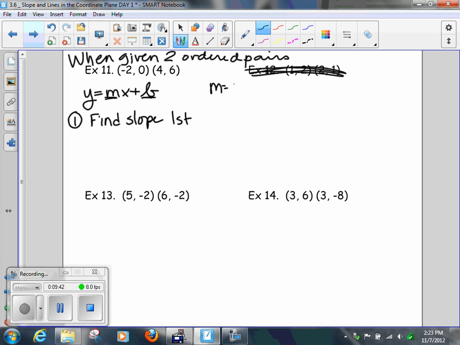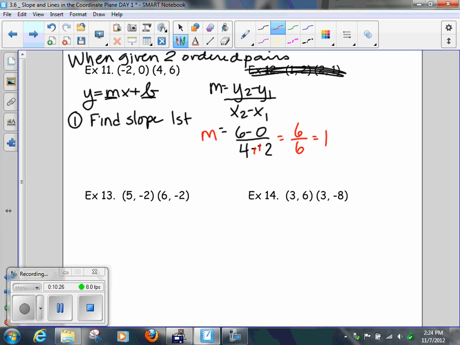All right, so m is equal to monkey tails on top. Remember that? What are those values? 6 minus 0 over 4 minus negative 2, right? That gives me 6 over 6, which is 1. That makes it nice, doesn't it? m is equal to 1. Now what? That's the slope. I got to write the equation of the line that passes through those 2 points, though. I just found the slope.